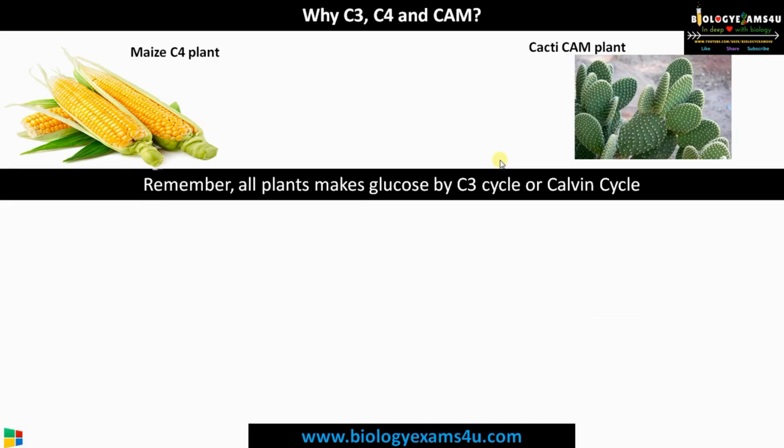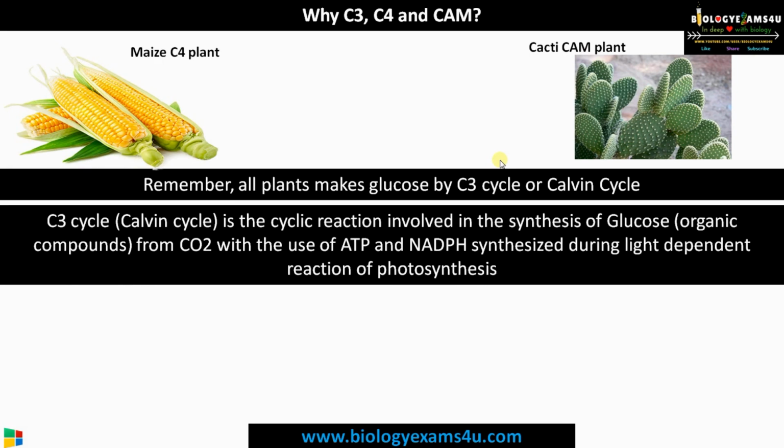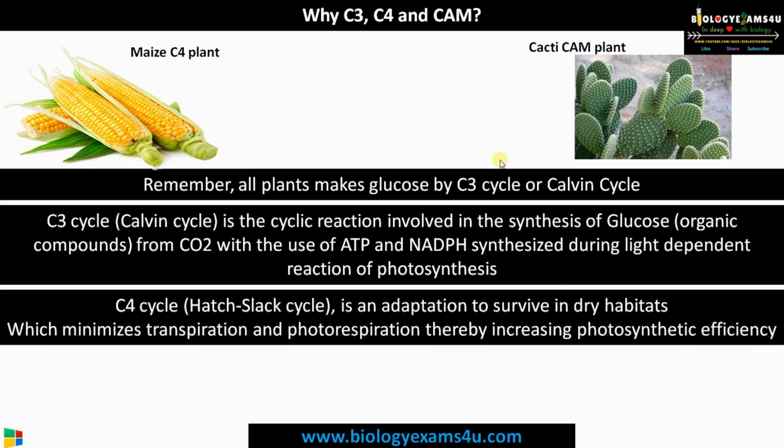Now, why C3, C4 and CAM pathways? The first and most important point is that all plants make glucose by the C3 cycle or Calvin cycle. The Calvin cycle is involved in the synthesis of glucose from carbon dioxide with the use of ATP and NADPH synthesized during the light reaction of photosynthesis, and it is universal to plants for the synthesis of glucose. Whereas the C4 cycle is an adaptation to survive in dry habitats that minimizes the wastage of energy by photorespiration, thus increasing the photosynthetic efficiency of the plants.